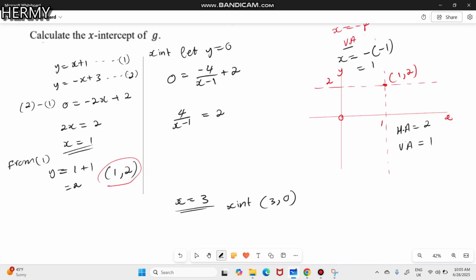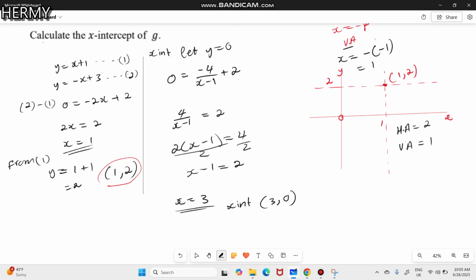Now I just preferred to say 2 over x minus 1 equals 4. Then you divide by 2, so x minus 1 equals 2. Then take 1 that side, it gives you 3. So it's the same thing. This is your x-intercept.